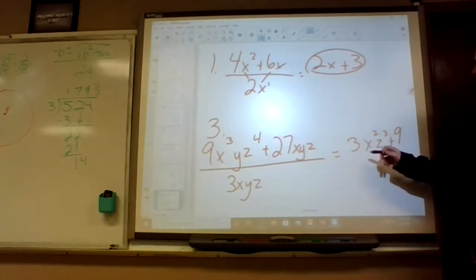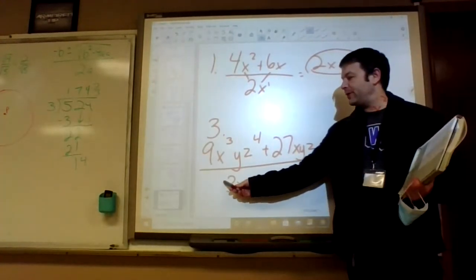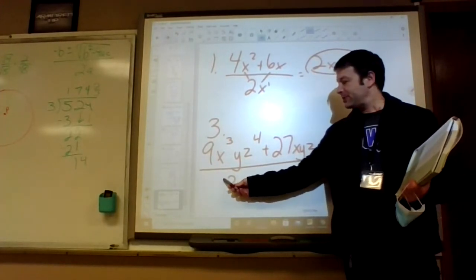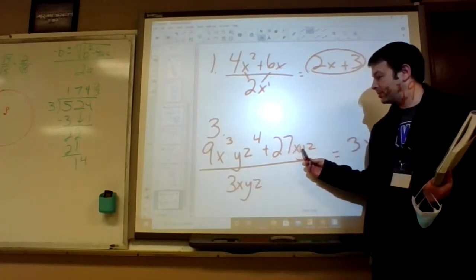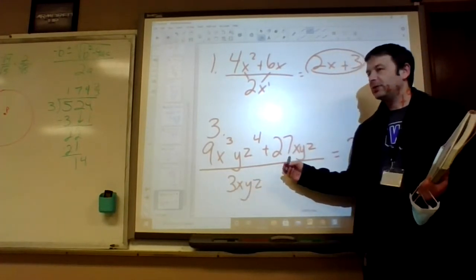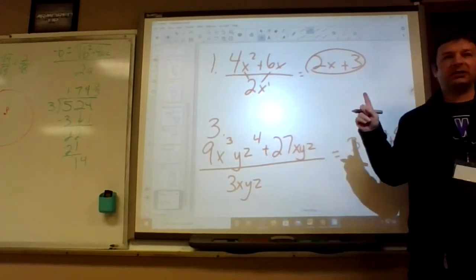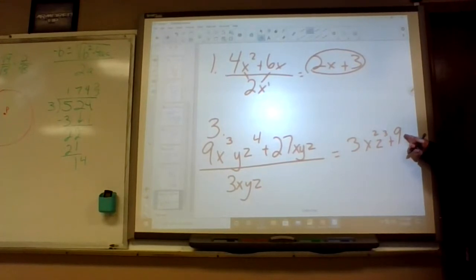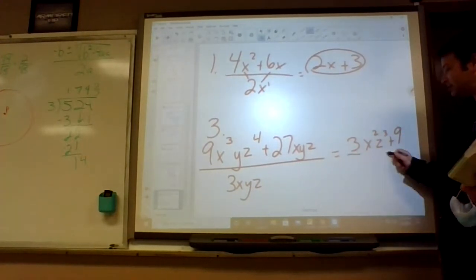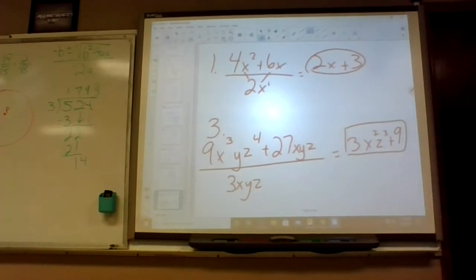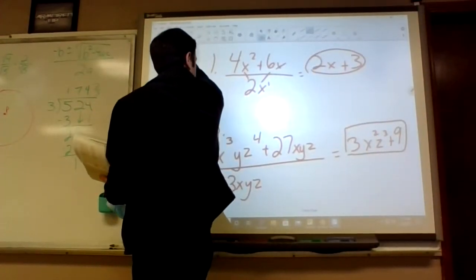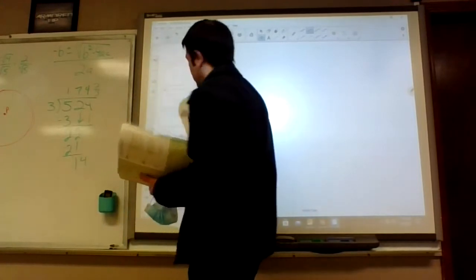What if, instead of a 3 right here, this had been 27? What would this have become? 1. Okay, it's not nothing, it's 1. But we're not putting a 1 right here because 9 times 1 is 9. So that's number 3. X squared z cubed plus 9. Okay, number 5.